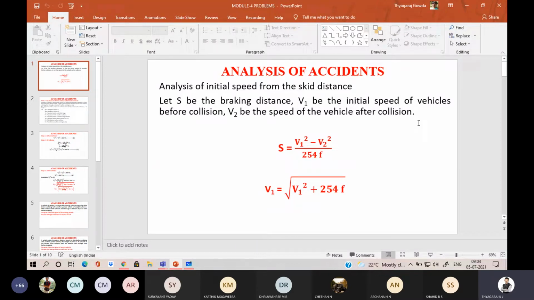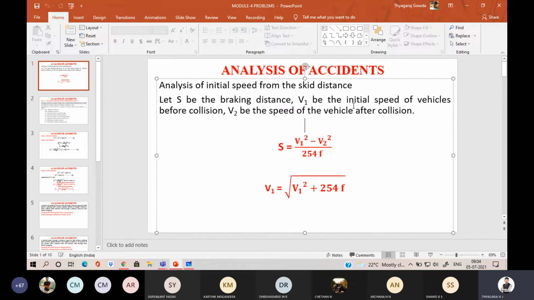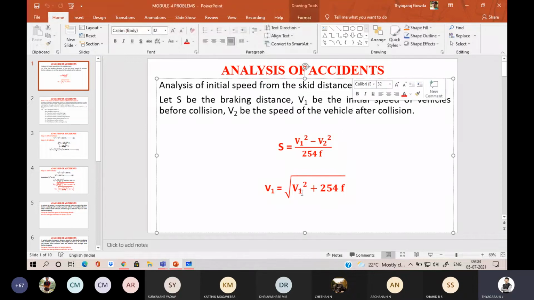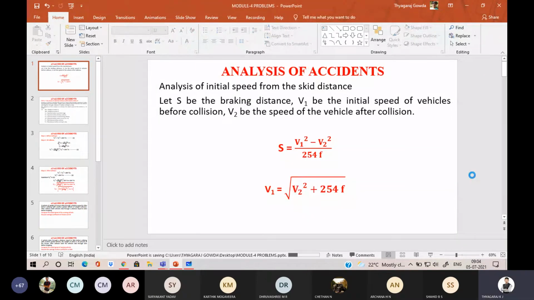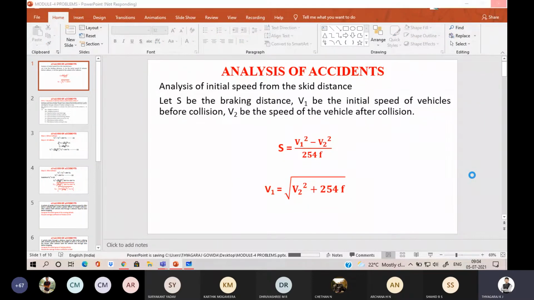In this we will be determining the initial speed of the vehicle. Sorry, it is V2. So make a correction here. It is V2. Okay, note down. Kindly tell me when it is completed so that we will go for the next slide, the actual analysis we are going to conduct.